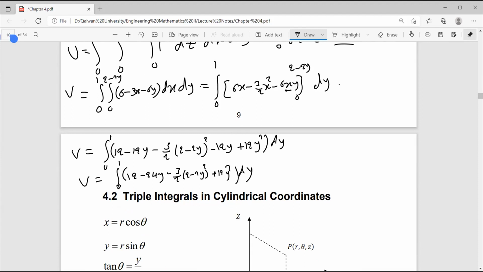Now we take another integration with respect to y. Isn't it easier if you expand that square bracket? Yeah, you can. It's easier. But here, this is also easy. Both are easy, no worries. It equals the integration of 12 is 12y. The integration of 24y is 12y squared, minus 12y squared.